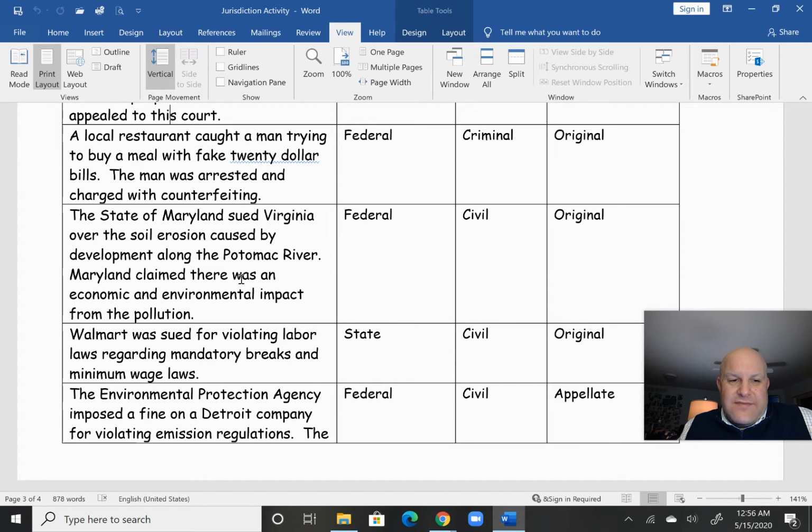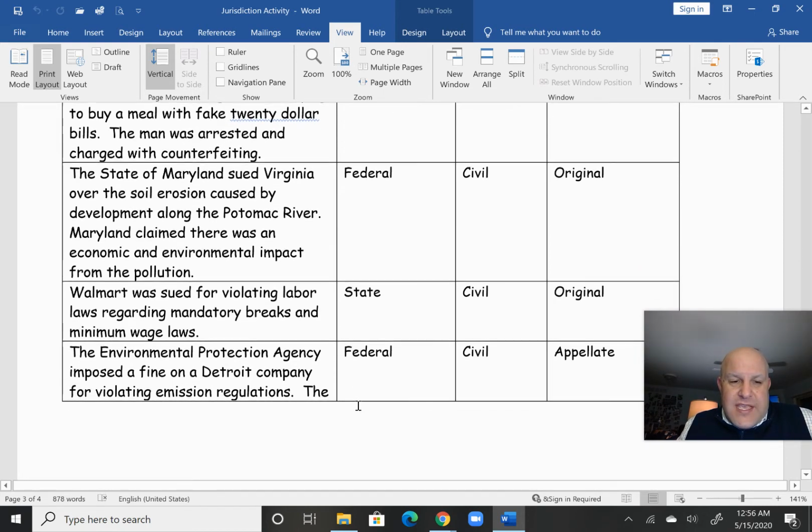Walmart was sued for violating labor laws regarding mandatory breaks and minimum wage. This is a civil case: a person or a group of people bringing a suit against a company for damages. State labor laws are usually handled at the state level. It's original jurisdiction because it's the first time anybody's hearing the case.